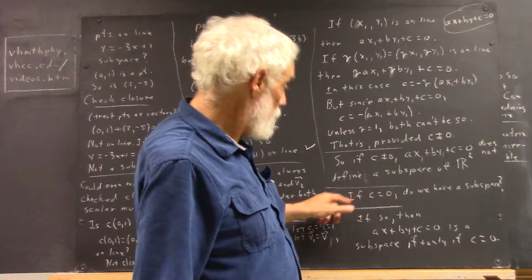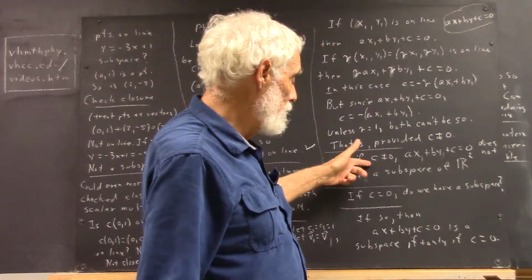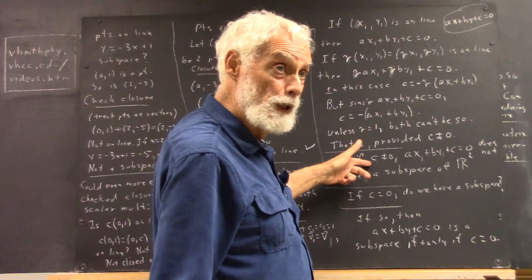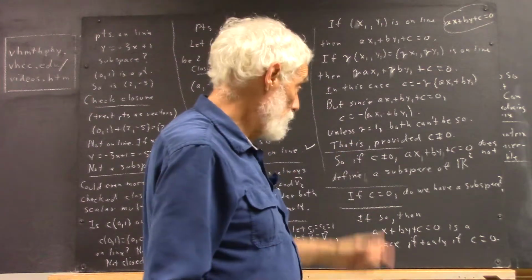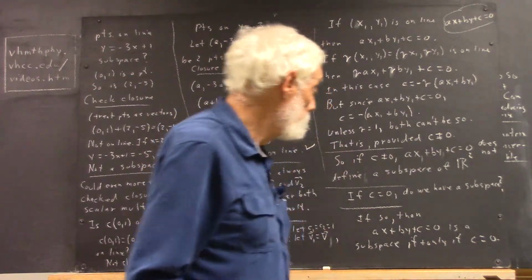So we proved that if C is 0, we have a subspace, and this proves that only if C equals 0 do we have a subspace. Meaning we can't have a subspace if C isn't 0. And that's what we proved. Okay.